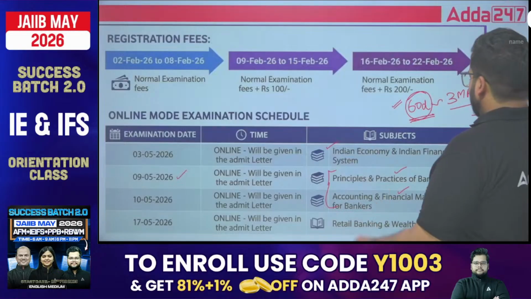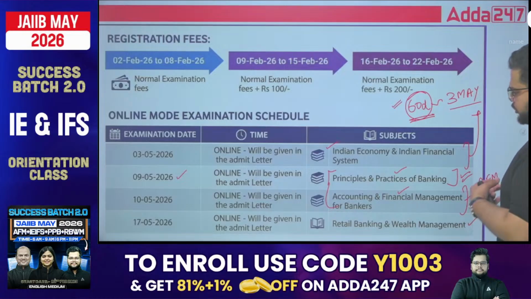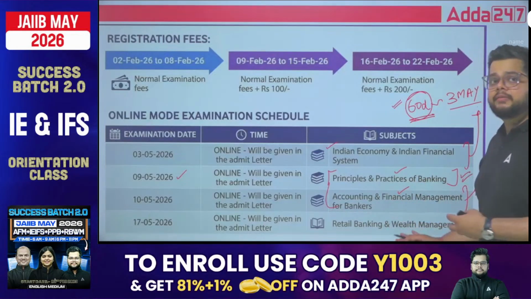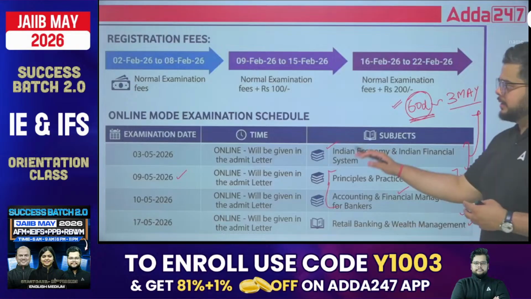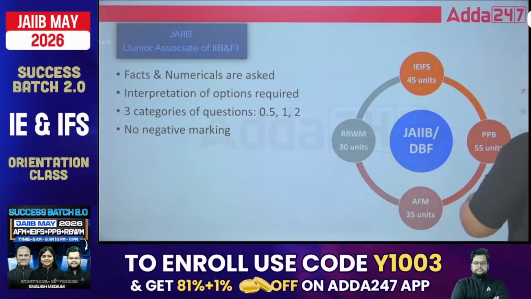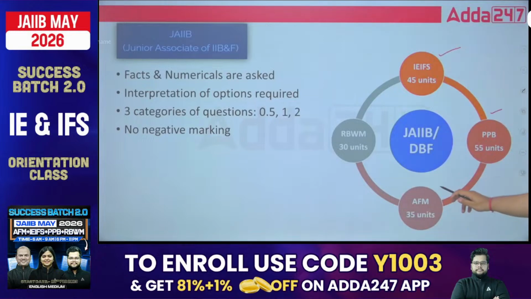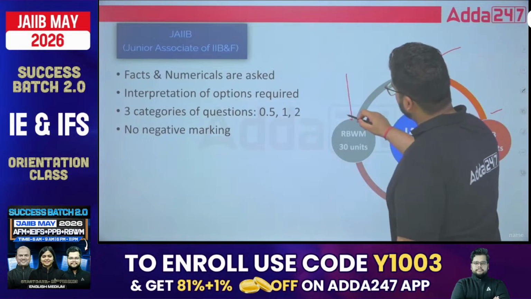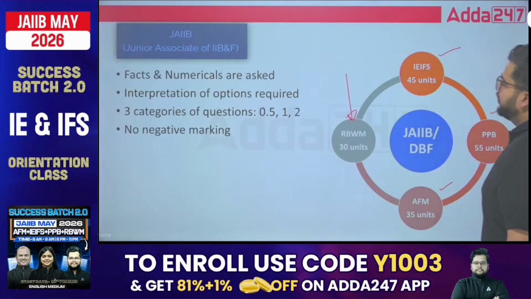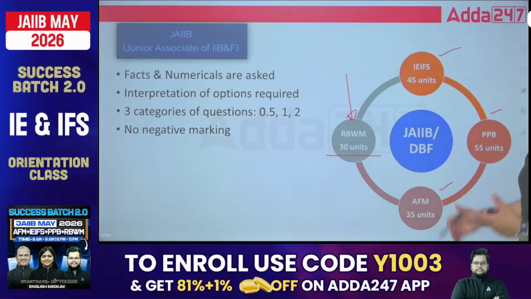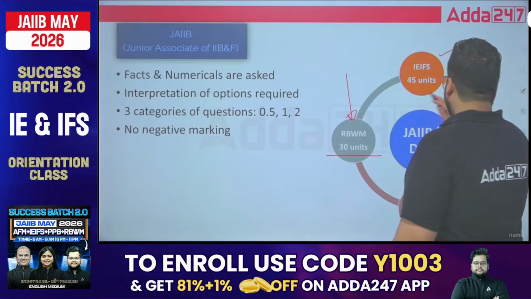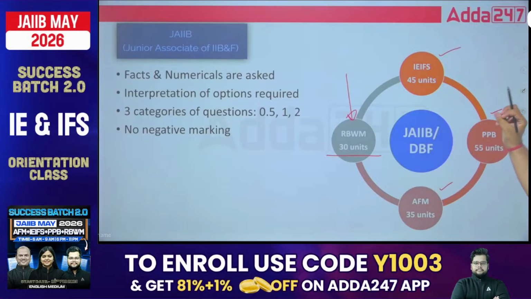Then comes the 17th May exam, that is RBWM, and mostly the students find this relatively easy compared to the other three subjects. Why do they feel that it is easy or doable? One reason could be that once they appear in these three examinations, they become familiar with the exam conditions. And when they appear in the RBWM exam, they find it much more doable.